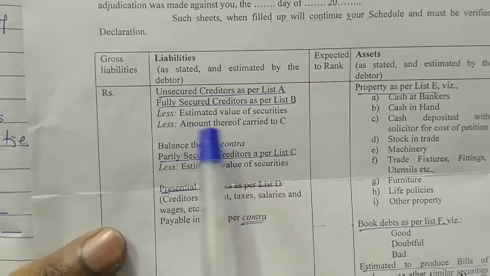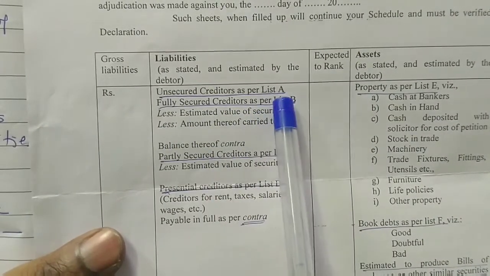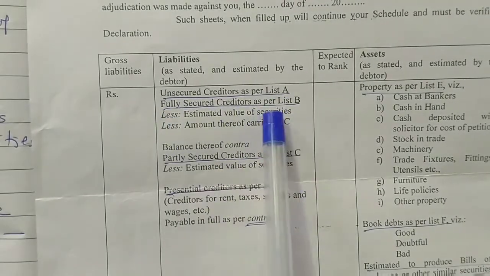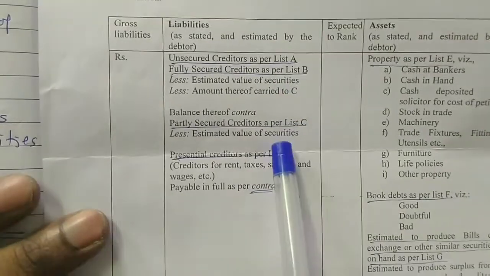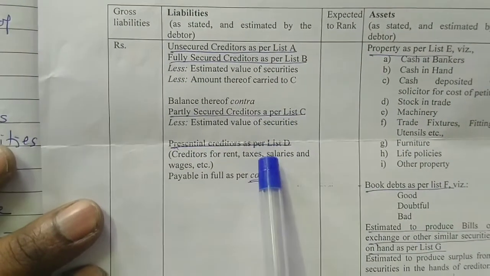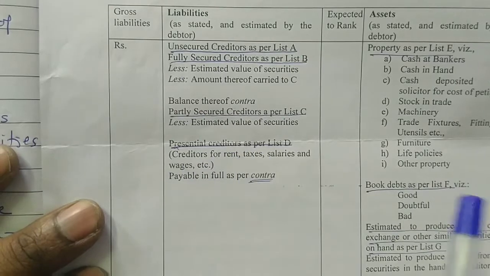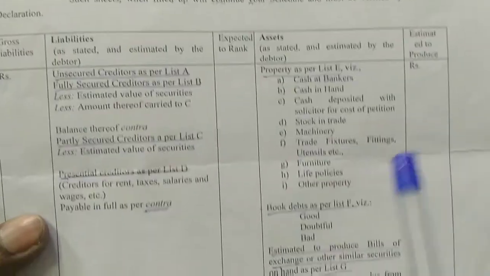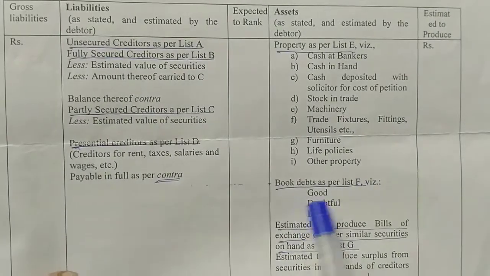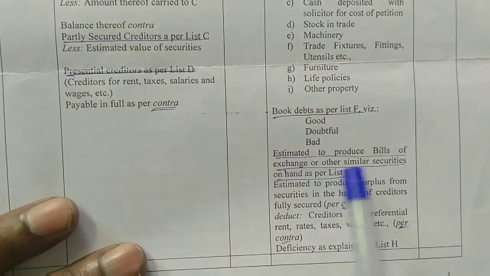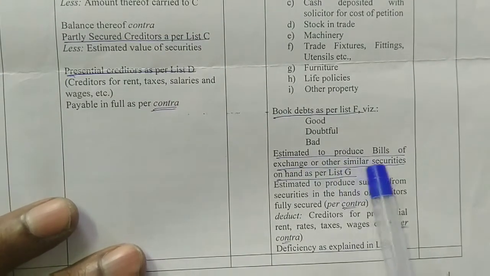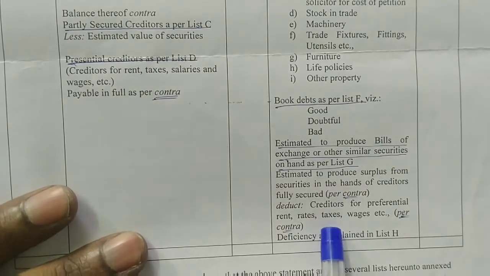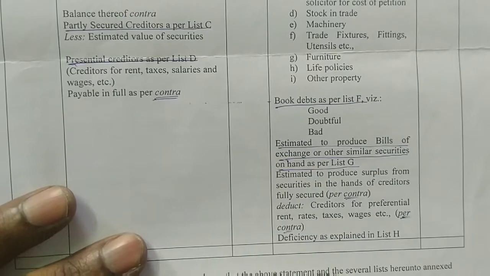So we should know what to include under list A. Here, list A is unsecured creditors, list B fully secured creditors, list C partly secured creditors, list D preferential creditors, and on the asset side list E includes property, list F includes bad debts, list G includes estimated bills of exchange or other similar kinds of securities, and list H includes deficiencies.